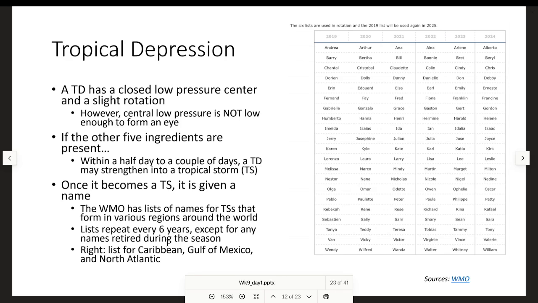Yeah, so this list is for the Caribbean, the Gulf of Mexico, and North Atlantic.